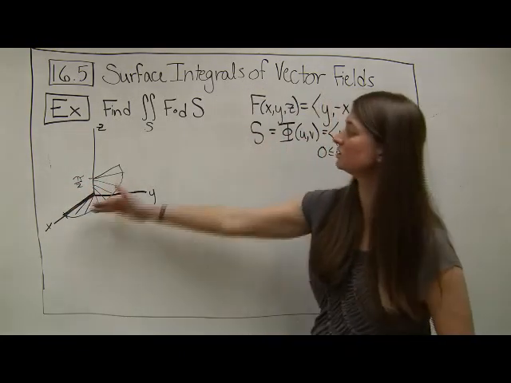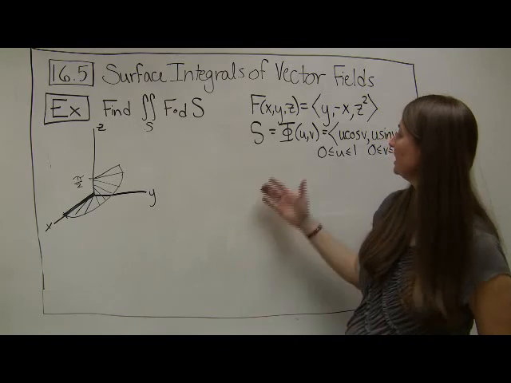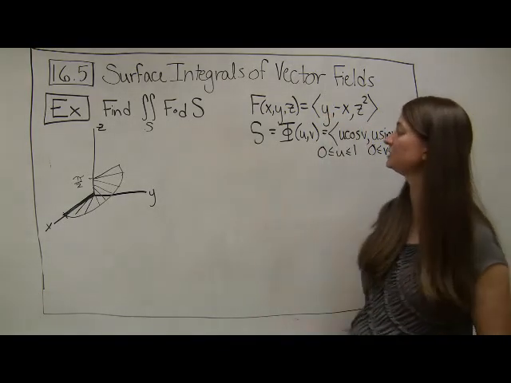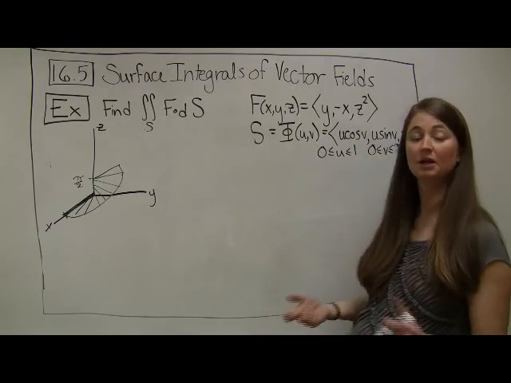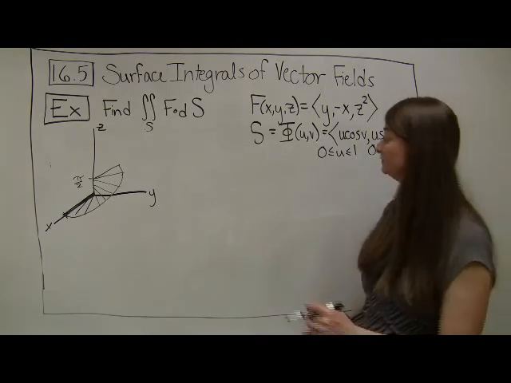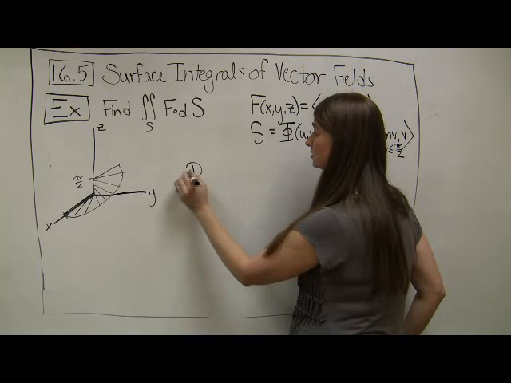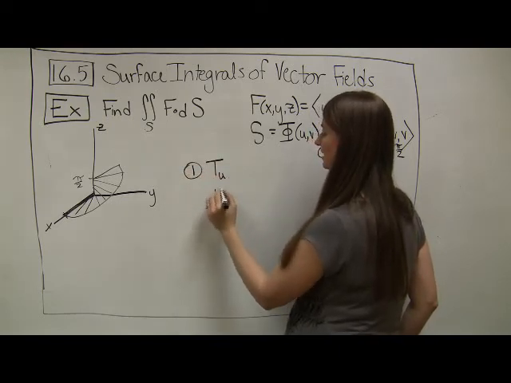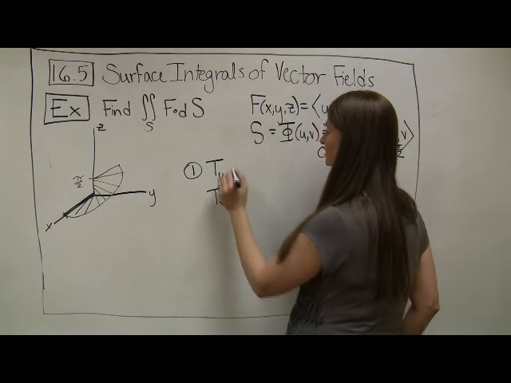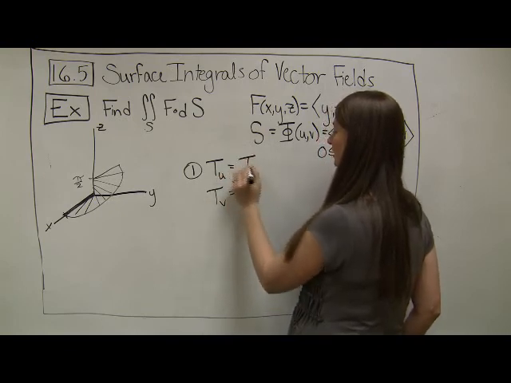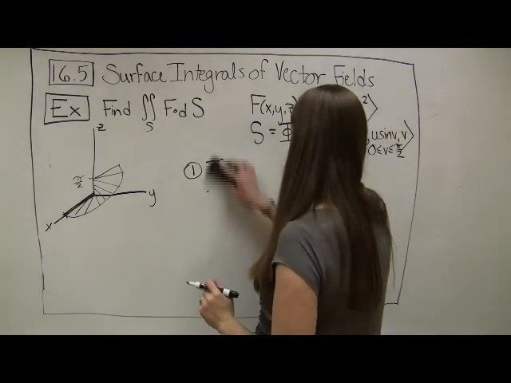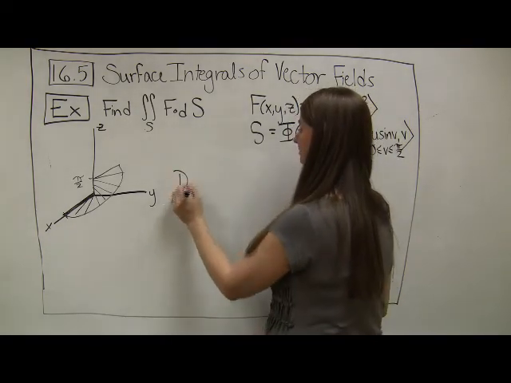Anyway, so this is the surface that we're looking at, and we're looking at a vector field that looks like this. So let's go ahead and compute this double integral. What are our steps? We have to come up with a normal vector. So the first thing that I'm going to do is I'm going to compute my t sub u and my t sub v, which are my partial derivatives of my phi function. I'm going to move down a little bit. I think I'm going to run out of room.